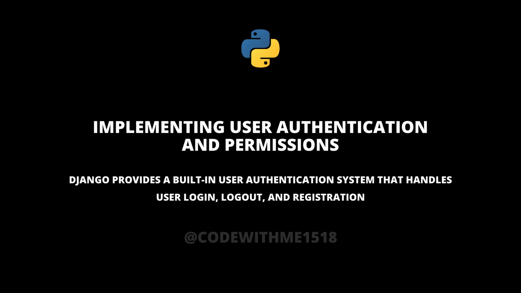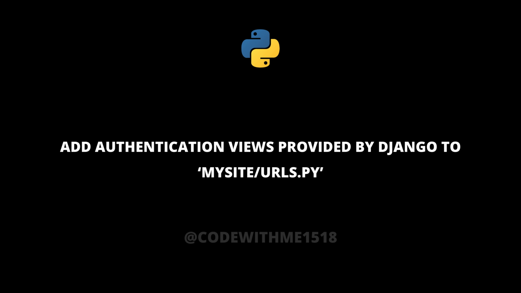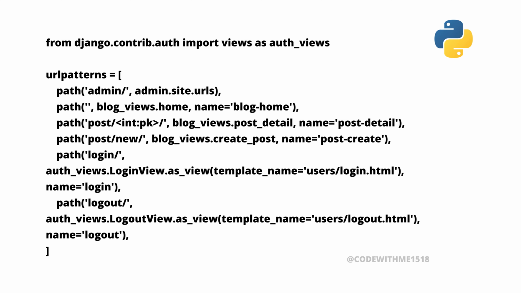Last but not least, let's implement user authentication and permissions. Django provides a built-in user authentication system that handles user login, logout, and registration. First, add authentication views provided by Django to visitor_urls.py.